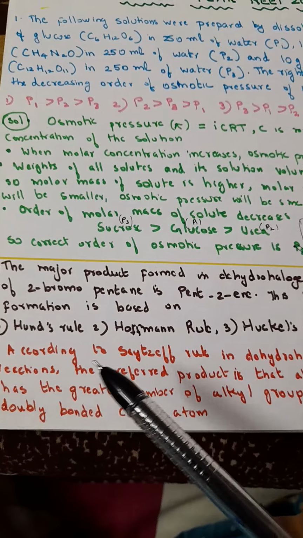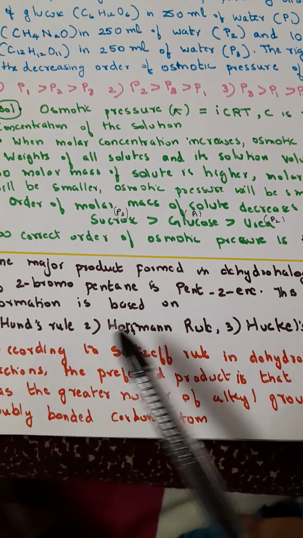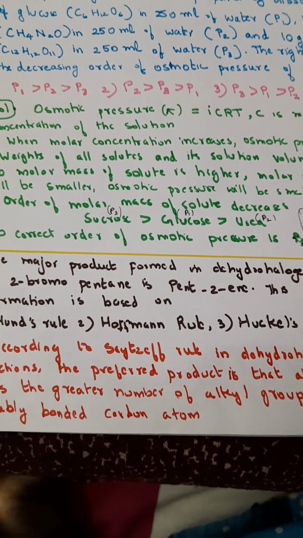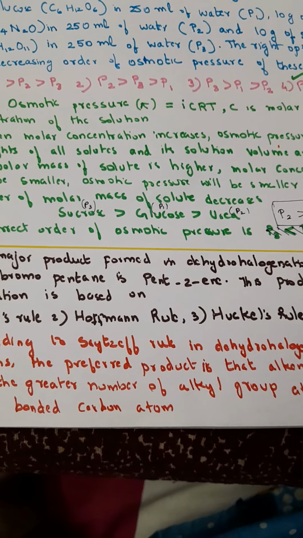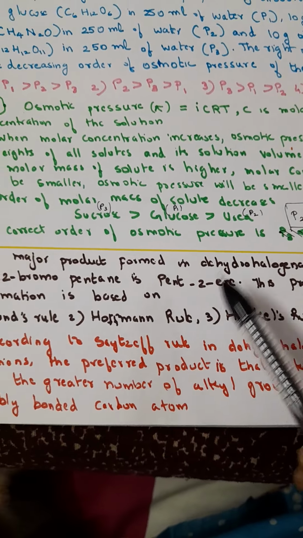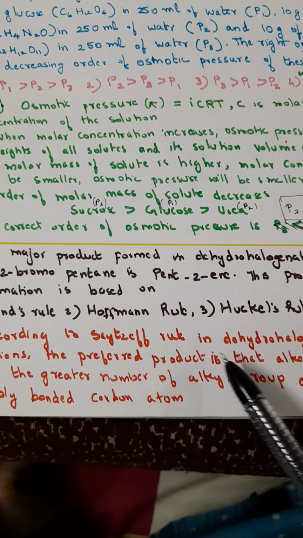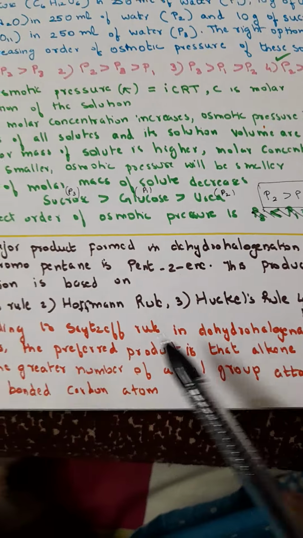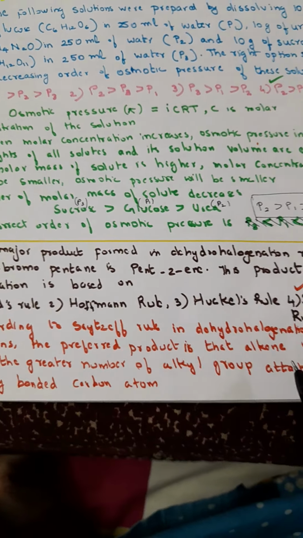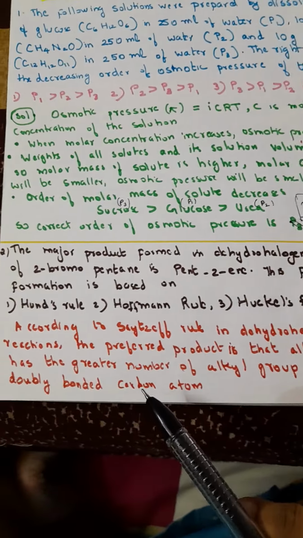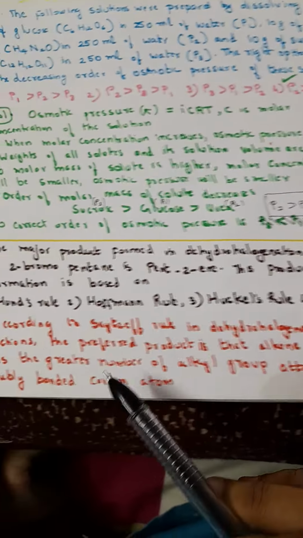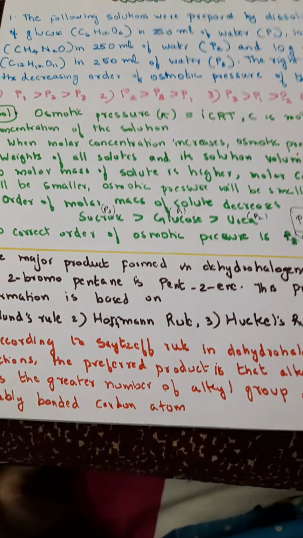You know what Zaitsev's rule is? You should be thorough with all these rules, Hund's rule or Hoffmann's rule, because you will get questions indirectly like this. Only if you are able to identify what sort of reaction it is, you will be able to judge the correct answer. So Zaitsev's rule says that whenever a dehydrohalogenation reaction takes place, the preferred product is that alkene which has the greater number of alkyl groups attached to the doubly bonded carbon atoms.